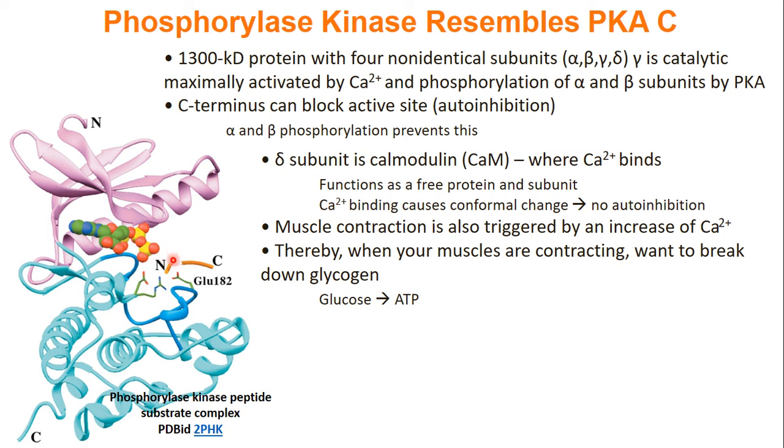This also turns on phosphorylase kinase, which will go and phosphorylate other enzymes to break down glycogen, giving you glucose, giving you ATP. So you can see all of our systems are interconnected, and that's why it's so hard to actually understand how the body works, because everything just seems to be interconnected.